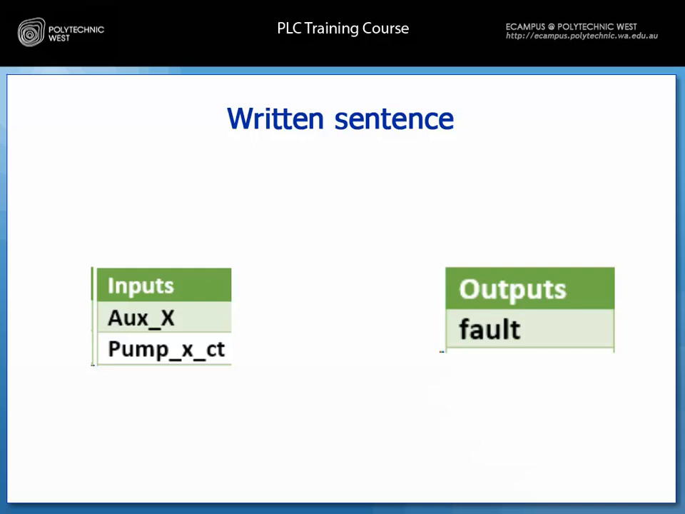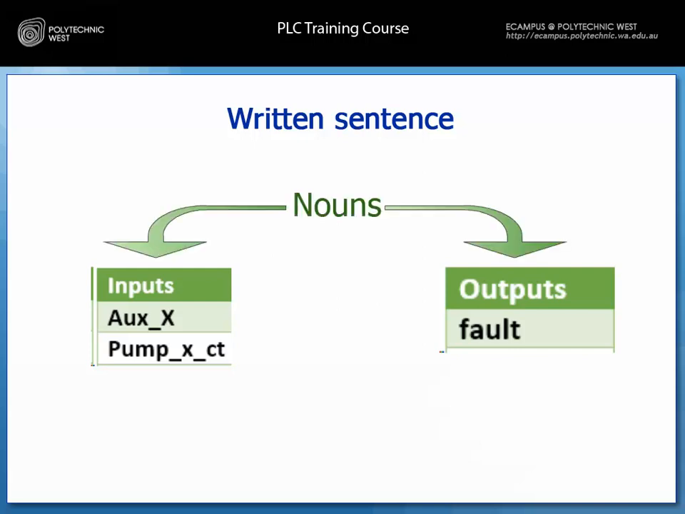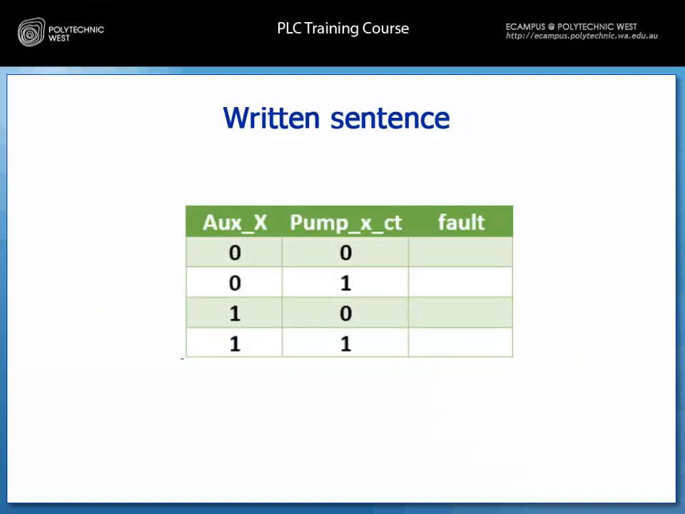You can use a written English sentence to describe the operation and from that sentence determine what the program will look like. The nouns are the required points and are the inputs and outputs. The conjunctions like and or describe how they are connected together. And means the inputs are in series and or means the inputs are in parallel. There is an auxiliary X to indicate when the pump X is switched on, and pump X CT indicates that pump X is running correctly.